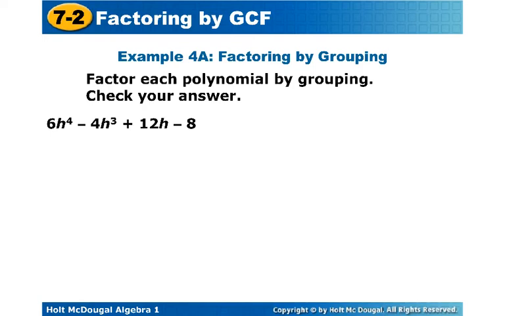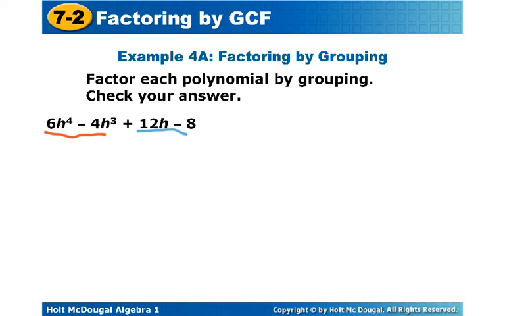Factor each polynomial by grouping, check your answers. So what we're going to do is divide it into 2 separate binomials. Just looking at how this one's broken up, I have 6h to the 4th and negative 4h cubed, and I have 12h minus 8. If I look at these first 2 terms, I know I can take out factors from there. And then if I look at these last 2 terms, I know there are factors in there that I can take out.